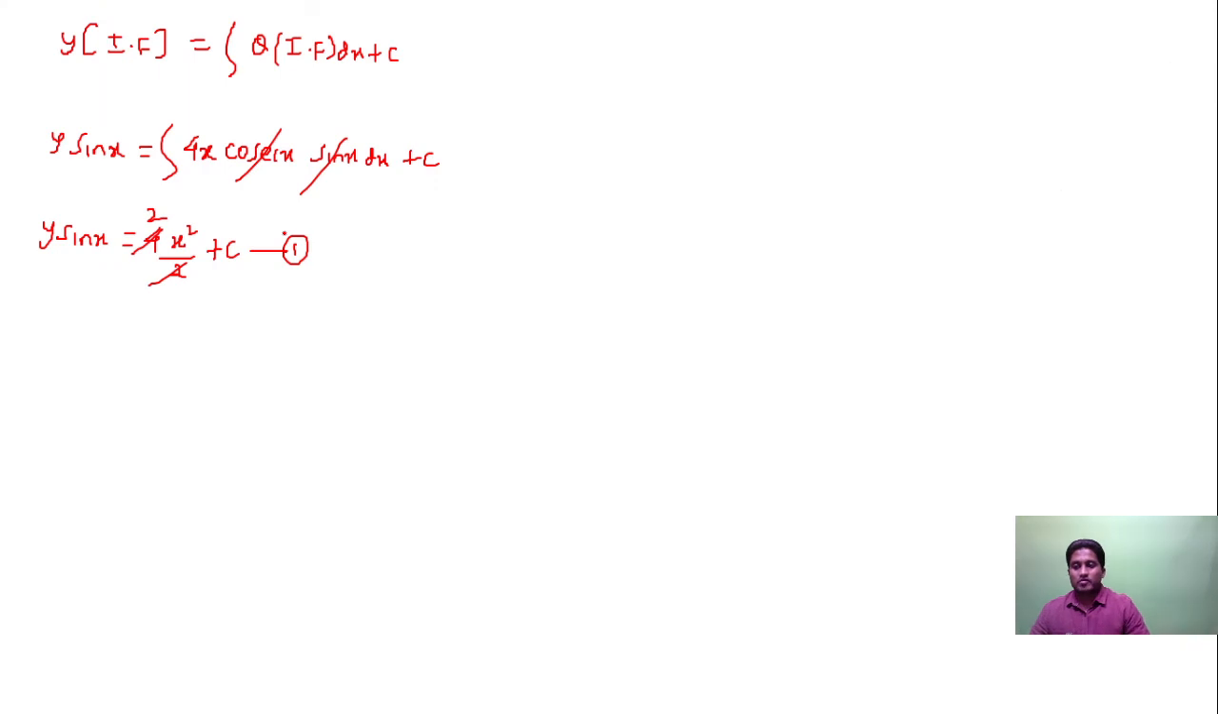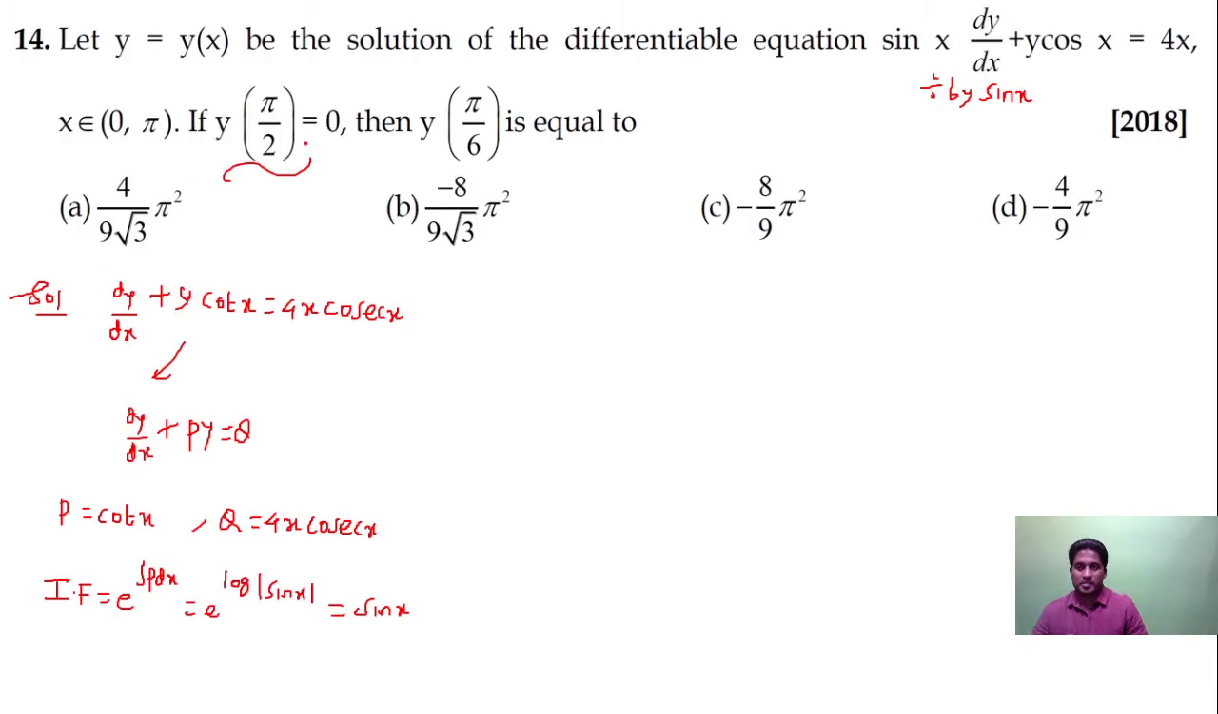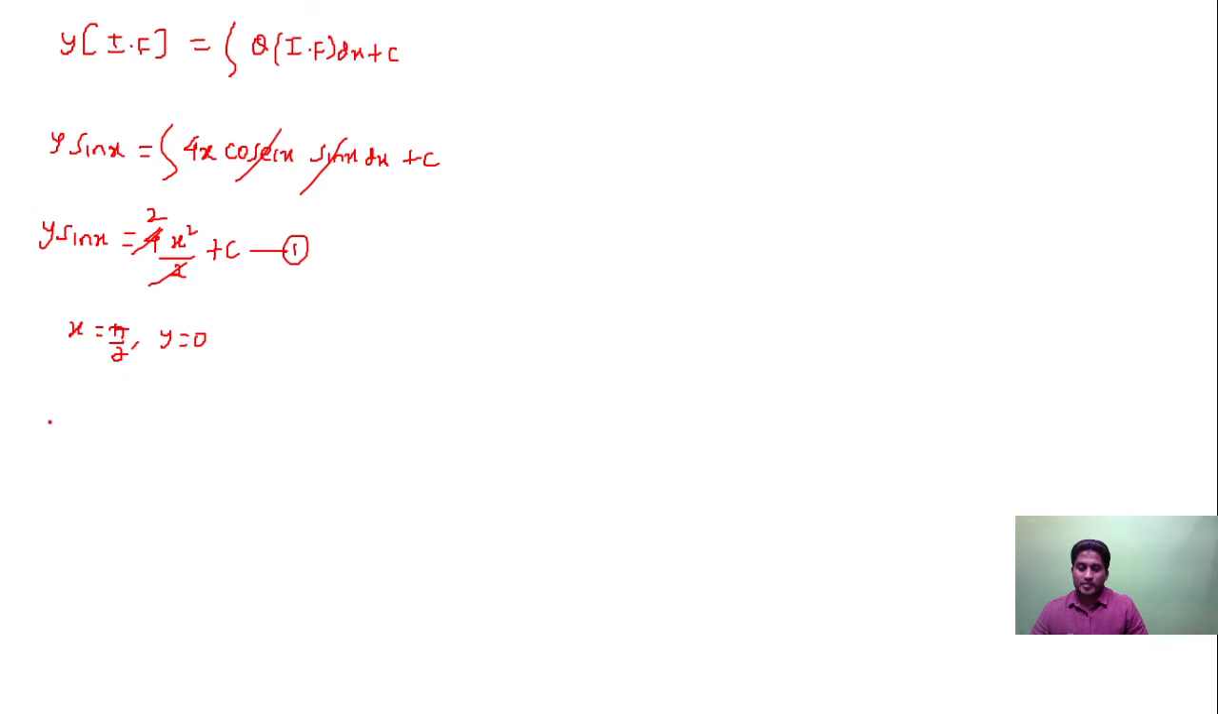Y of pi by 2 is equal to 0. That is, when x is equal to pi by 2, y is equal to 0. This condition is already given in the question. So substituting, y is 0 anyway, and 2 into pi by 2 squared gives pi square by 4 plus c. So c is equal to minus pi square by 2.